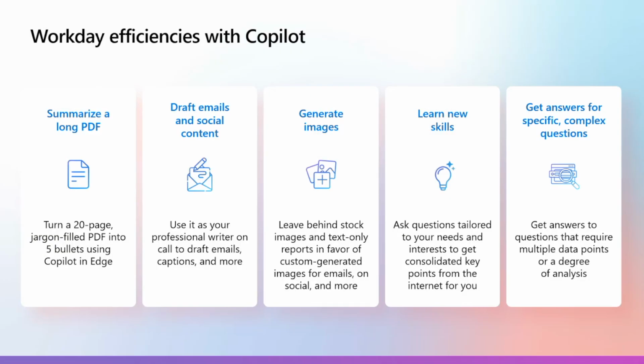You can draft emails and social content. Especially if you're in marketing, it's perfect for coming up with social content. Use it as a professional writer. You can type out an email and you may think, that response is maybe not quite how I want it to sound. So you can put it into Copilot and ask it to regenerate a different version for you.